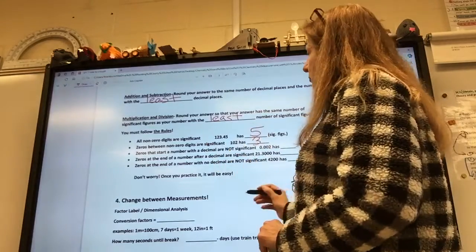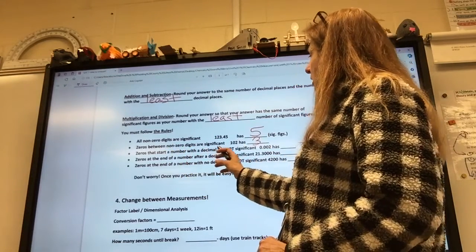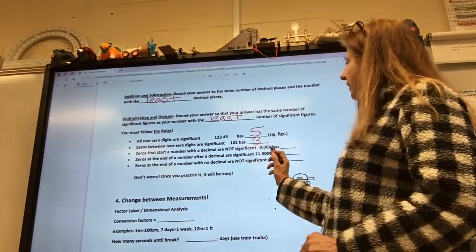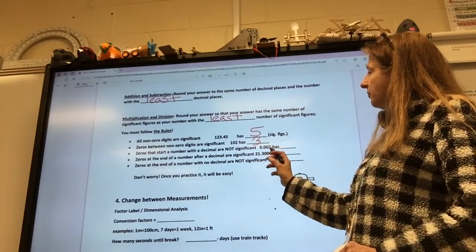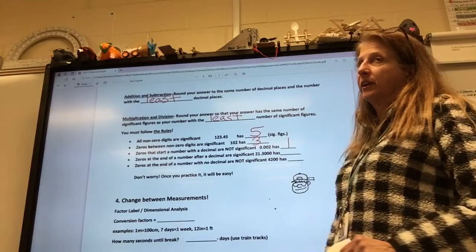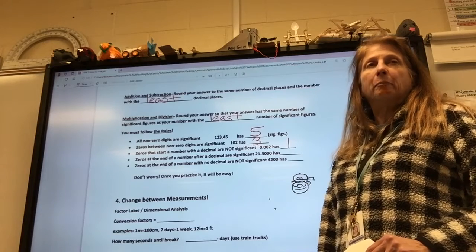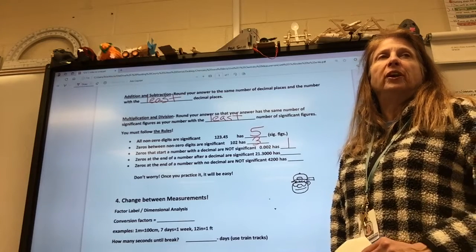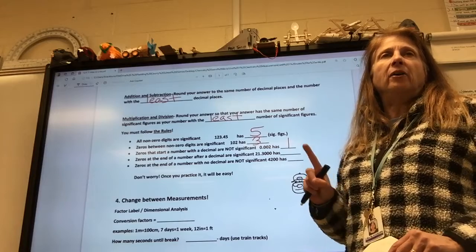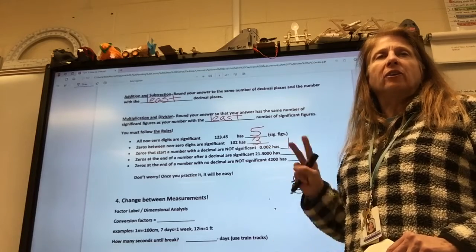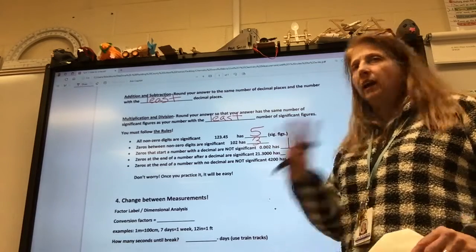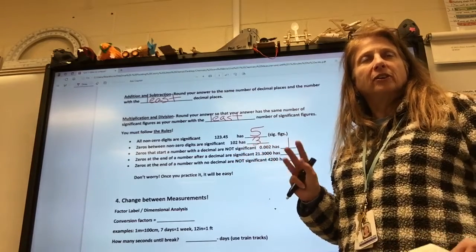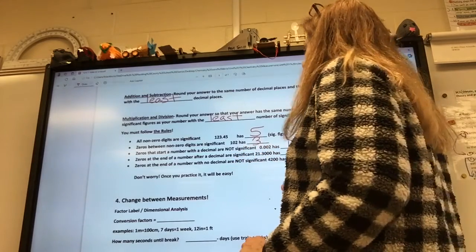Okay. The next one, zeros that start a number with a decimal are not significant. So 0.002 has 1 significant figure. Zeros at the beginning don't count. So let's review. Anything that's not 0 counts. Zeros in the middle count. Zeros at the beginning don't count. Good so far? Okay, let's go on.